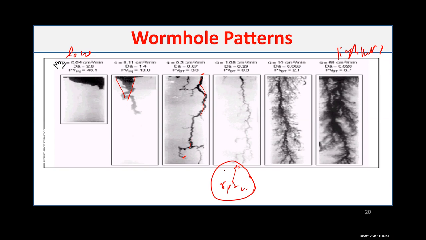So in the lab, we get actual cores from the field, and we run different rates. And we see which rate gives us the optimum wormhole, and we try to design our injection rate in the field close to this optimum rate to be able to get an optimum wormhole diameter in the field. That will help us to reduce the minimum of the acid that we'll use and get the maximum benefit of the acid in the field.